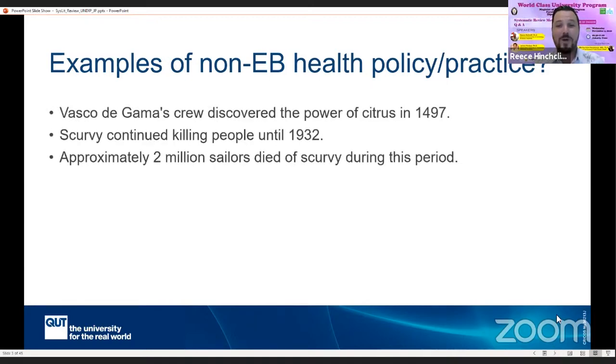So if we look back all the way back to 1497, Vasco da Gama, one of the early European naval explorers, discovered the power of citrus, okay, and understood that citrus actually prevents scurvy. However, even though it was discovered at that time, scurvy actually continued killing people all the way up until 1932. So that means around 2 million largely European sailors actually died of scurvy unnecessarily during that time period.